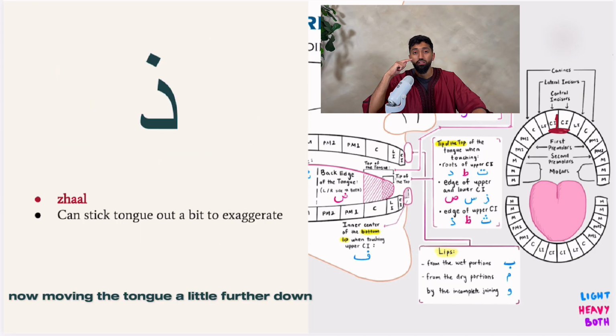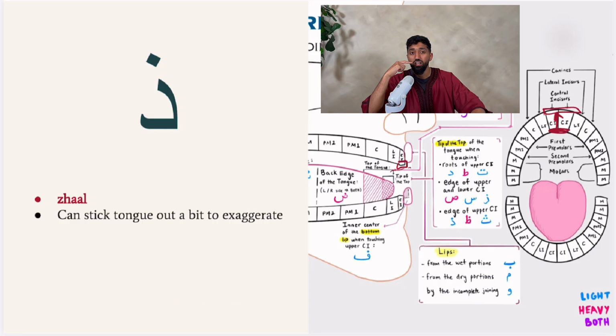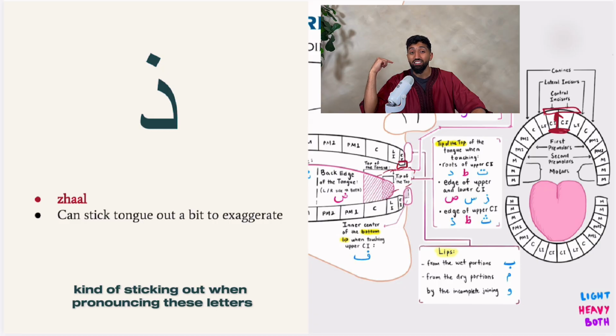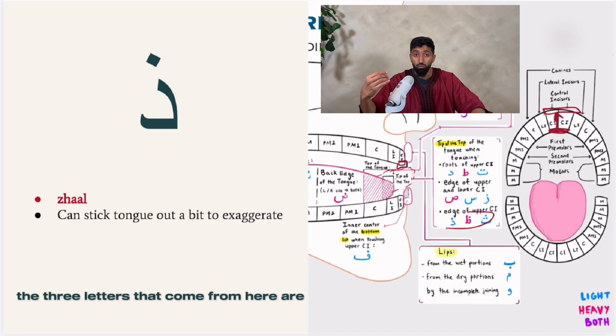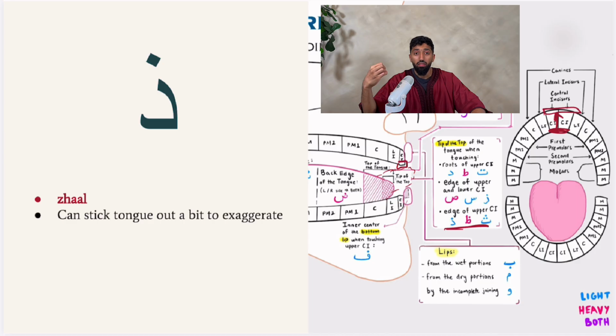Now moving the tongue a little further down from the gums of the central incisors down to the edge of the central incisors. So you will see the tongue kind of sticking out when pronouncing these letters. The three letters that come from here are dhal, dha, and tha. Notice my tongue is right there.